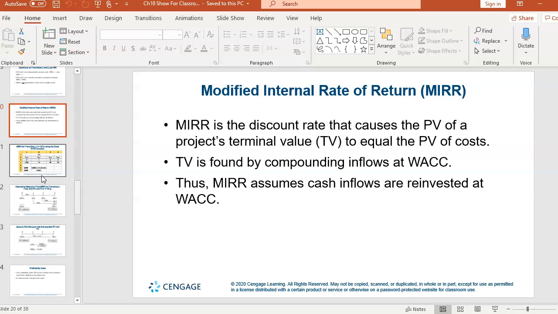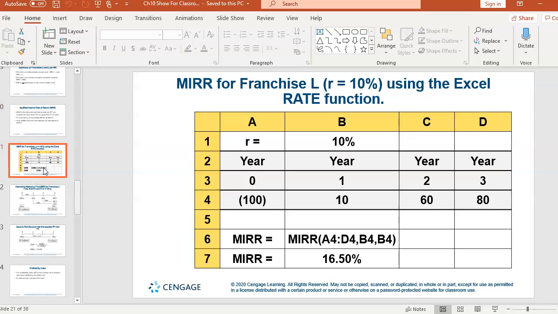And now we're going to use the WACC amount to come up with what's called the terminal value of cash flow. So terminal value means the ending value of a cash flow. So we're going to look at it from this perspective. And again, I can use this MIRR formula that Excel has to make it easier for me. And so you can see here that my required return is 10%. In year one, I'm investing $100. Then I get positive 10, 60, and 80. And my MIRR then in Excel will give me the answer.